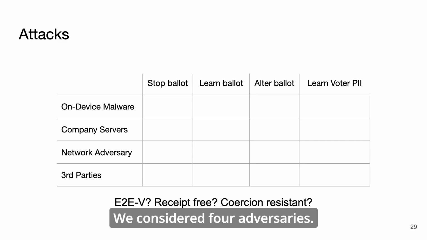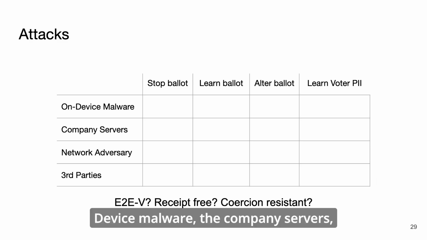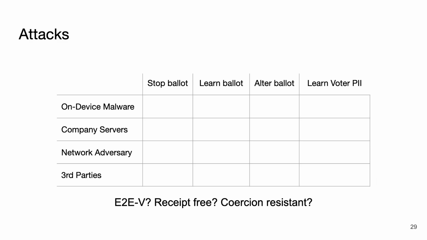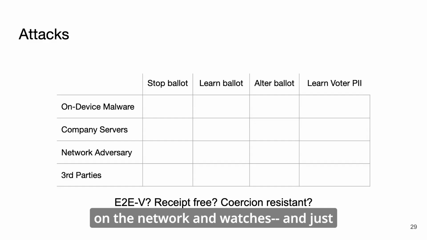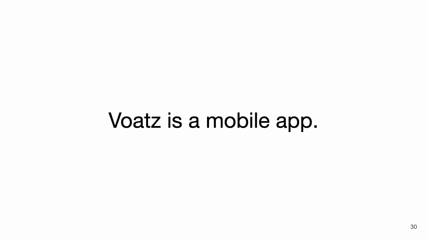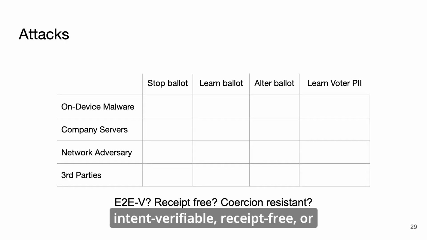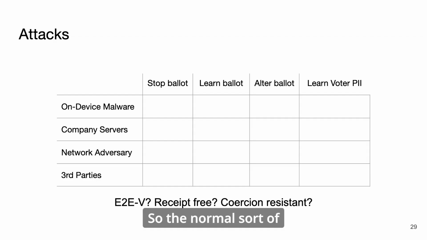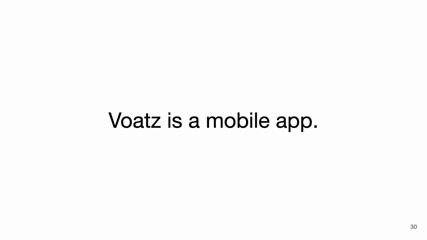We considered four adversaries: on-device malware, the company servers, a network adversary, so this is someone who just sits on the network and watches, and third parties that are involved in the system that you might not expect a priori. We also questioned whether or not it was end-to-end verifiable, receipt-free, or coercion-resistant, right? So the normal threat model of an election.